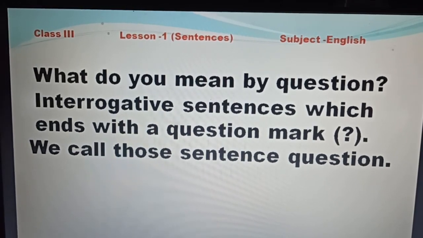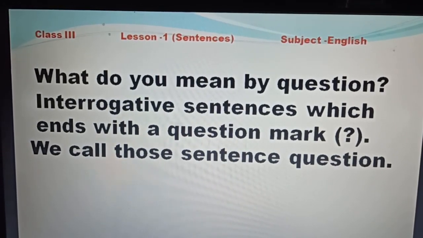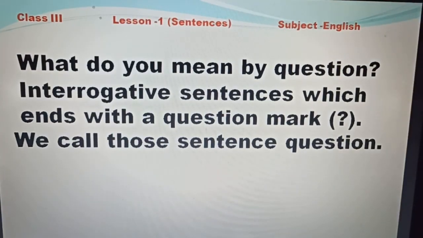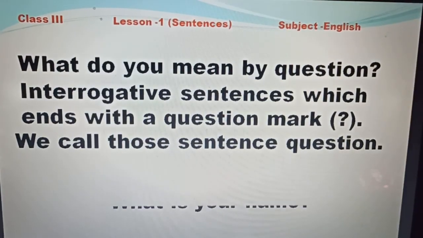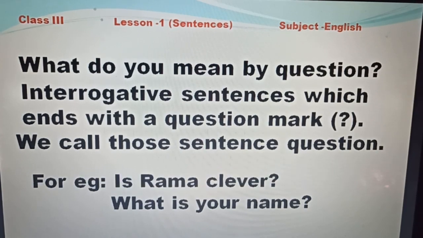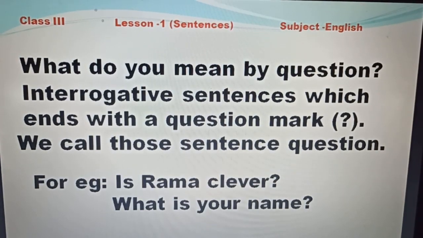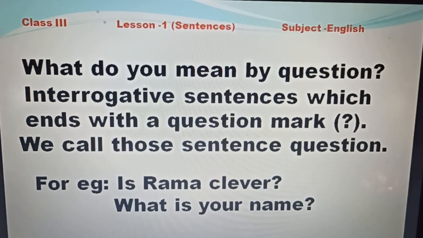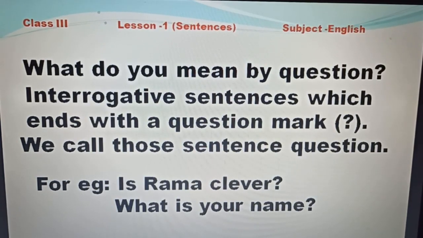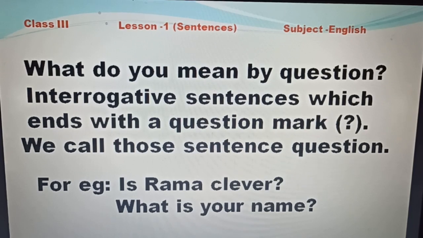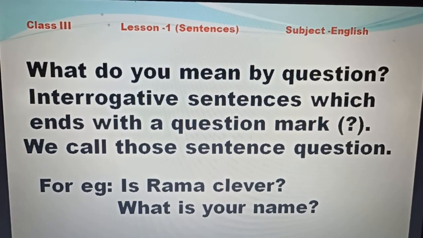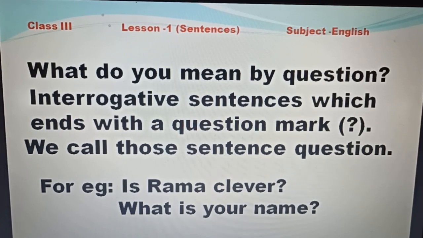So I hope you understand what questions are. Now I will give you examples. The examples are: Is Rama clever? What is your name? These are the examples of interrogative sentences, which we also call questions.